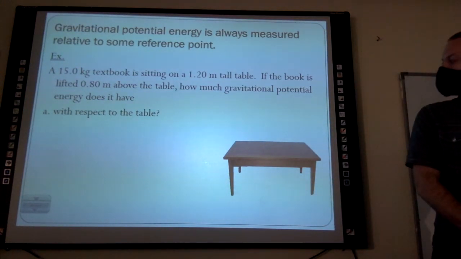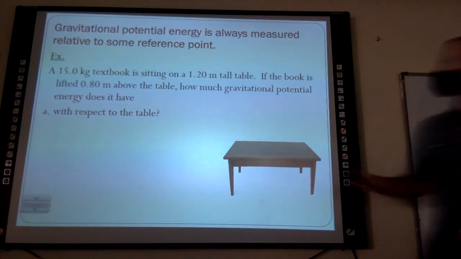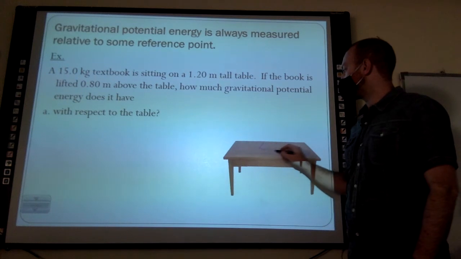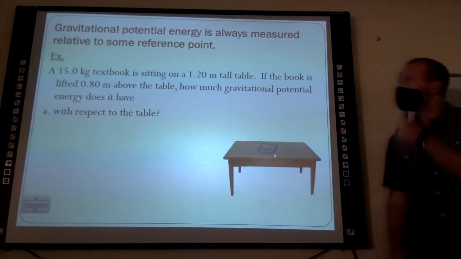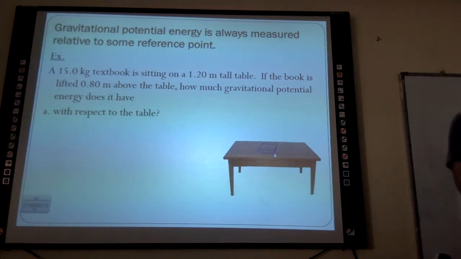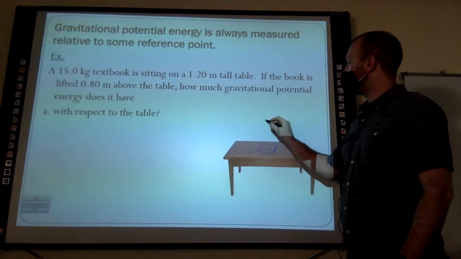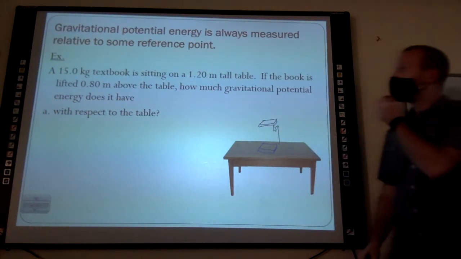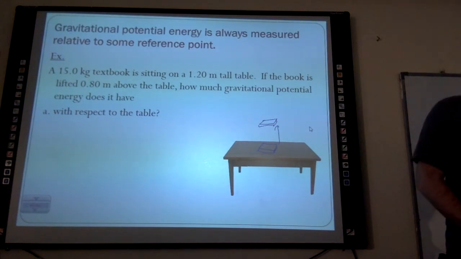So let's look at this. If we have a textbook sitting on a table, so here's your textbook sitting on a table. If the book is lifted 0.8 meters above the table, so it goes from here and gets lifted up some distance above the table, we want to know how much gravitational potential energy it has, first with respect to the table.